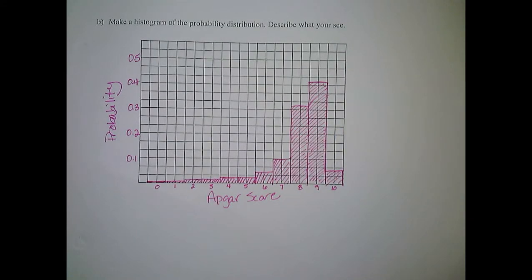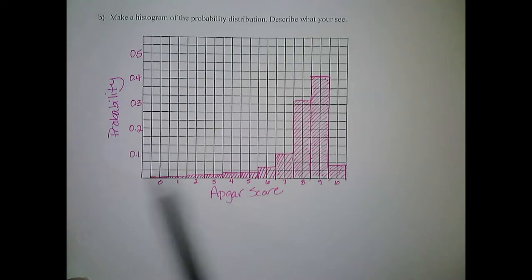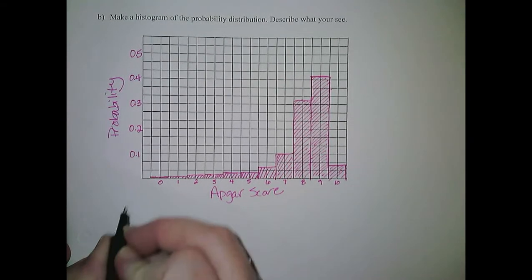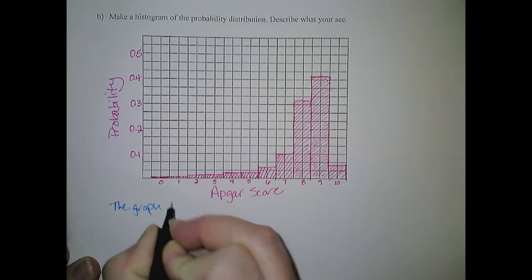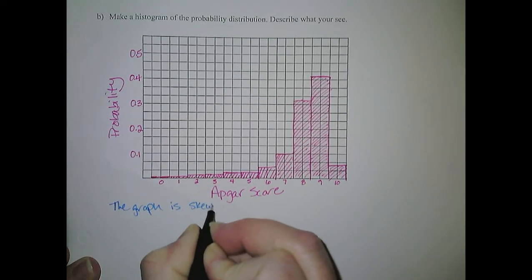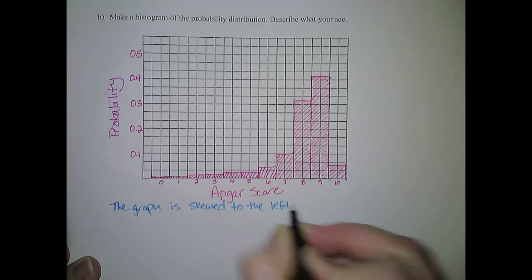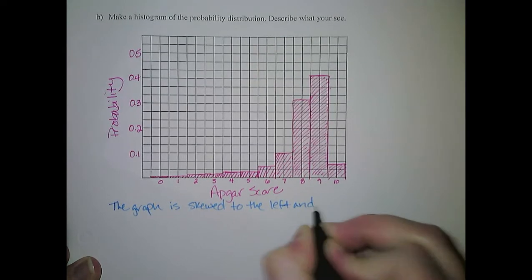So we want to address several things. First thing that we notice is the shape of this graph. We've got a tail here to the left, so the graph is skewed to the left. We have one peak, so it is also unimodal.